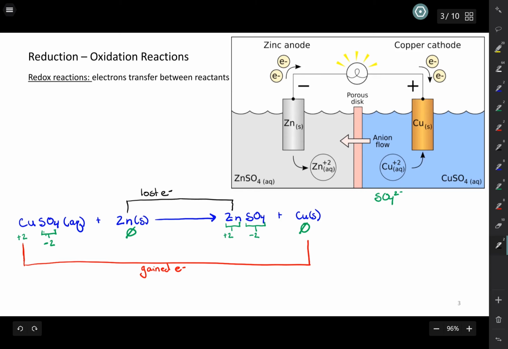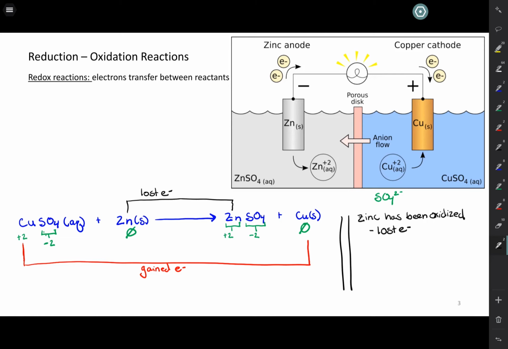Electrons are negatively charged. So in this reaction example, zinc has been oxidized, which means it has lost electrons. And copper has been reduced.